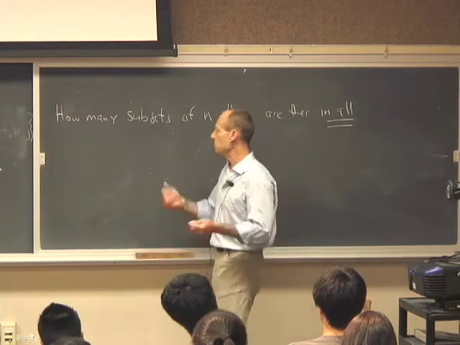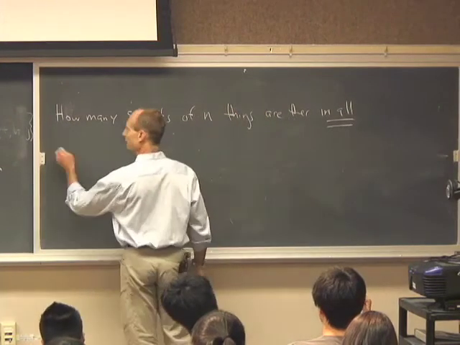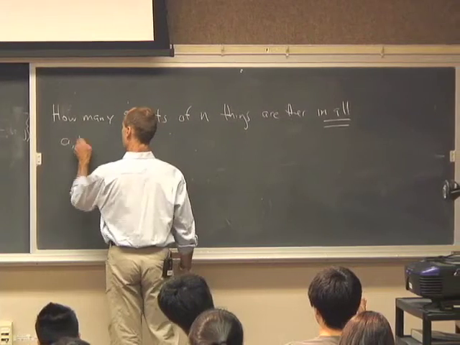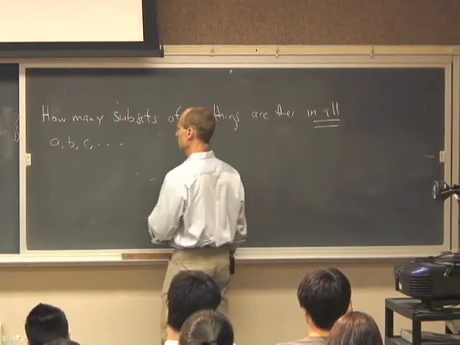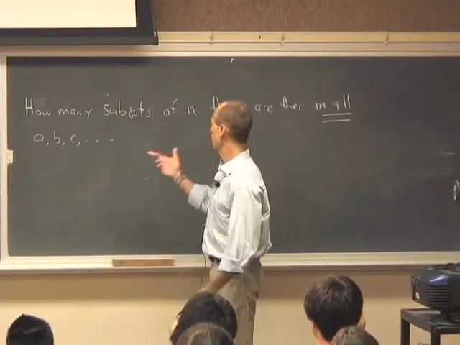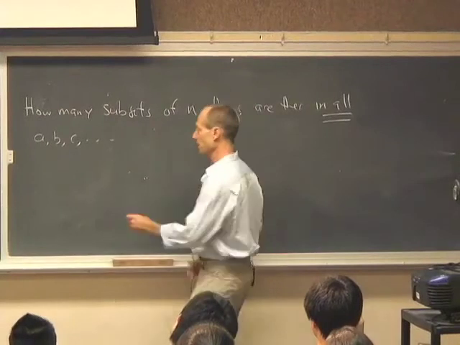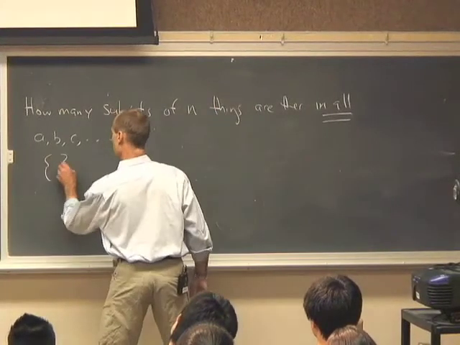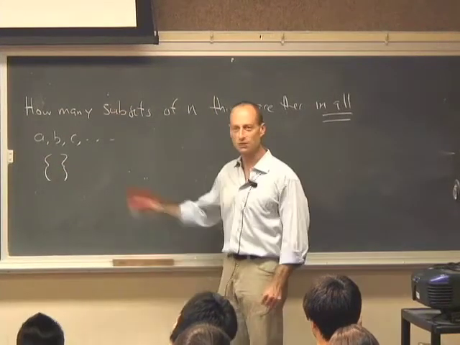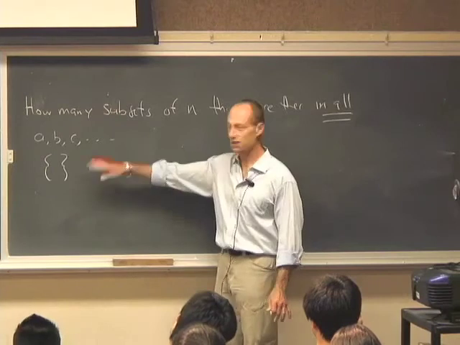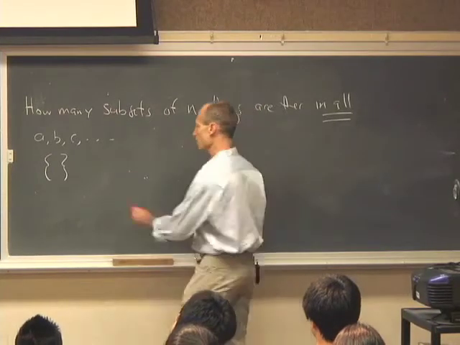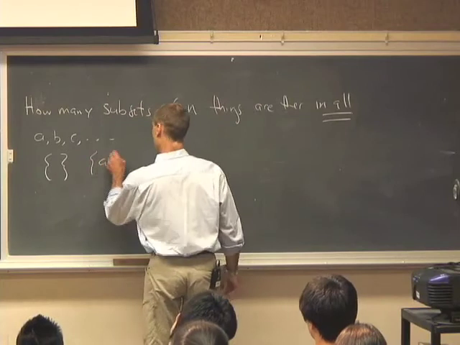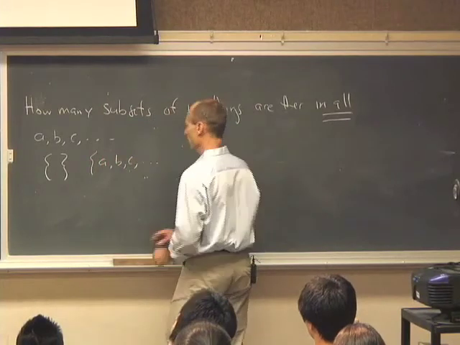Right, so here I have my n objects, A, B, C, etc. One subset is the trivial subset, the empty set, right? No set with no elements. That's a subset of every set. So that's a subset of this particular set. Okay? Another subset is the whole thing, A, B, C, etc.